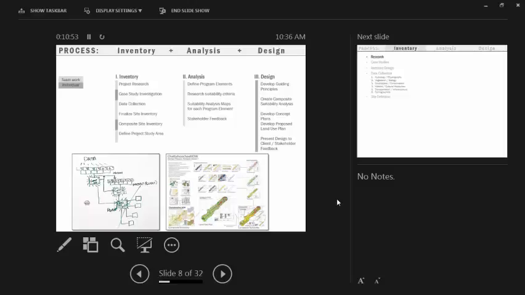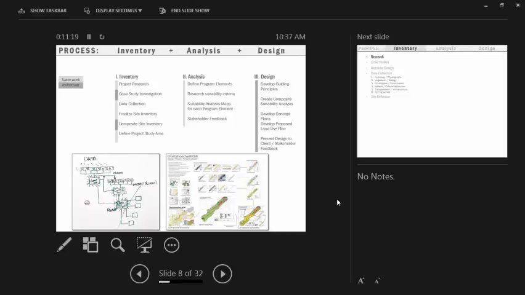Okay. So here's our process. Inventory, analysis, and then design. In the course with 36 students, we're having to manage this big group. We wanted to balance group work and individual work. And you can see the outline here. Inventory: we started with project research, did some case study investigation, and really data collection to create the inventory of this region, our project area.